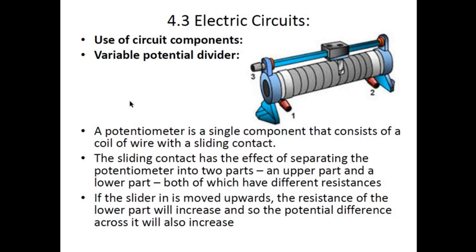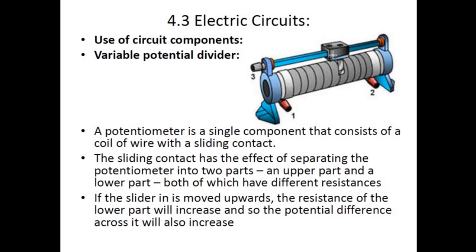Next, we have a component that is known as a variable potential divider or a potentiometer. It is a single component that consists of a huge coil of wire with a sliding contact. The sliding contact has the effect of separating this potentiometer into two parts, upper part and lower part, both of which have different resistances.